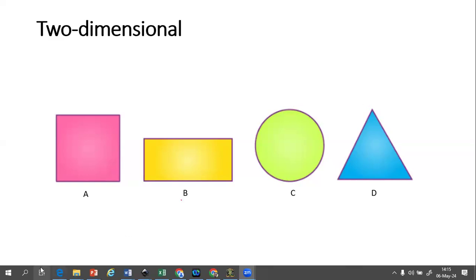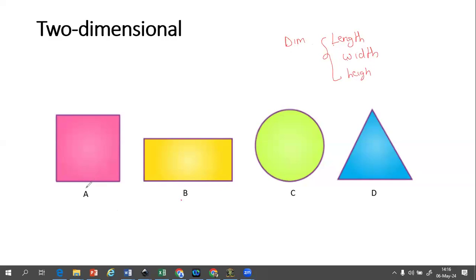Another thing we need to notice is that when we talk about dimensions in math, we are looking at the length, the width, and the height. A 2-dimensional figure can have length and width, or length and height, or width and height, but it can't have all 3. So for all the 2-dimensional figures, they'll have any 2 of these dimensions.